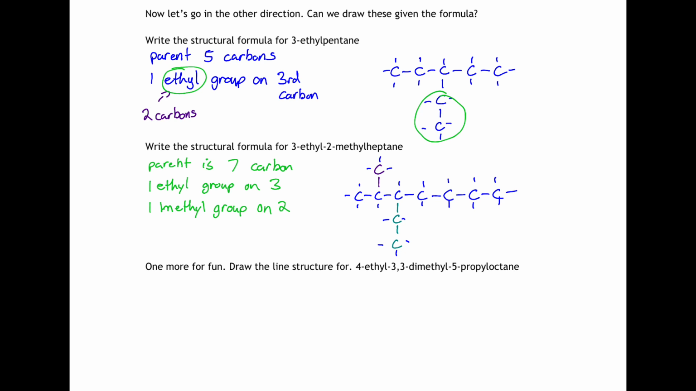4-ethyl, 3,3-dimethyl, 5-propyl octane. It's just a lot of carbons, but if you start at the parent and add your groups, you will get the question right. It's actually quite satisfying getting these questions right. You can take something big and make sense out of it. So just start at the back and go from the parent, go to the groups.